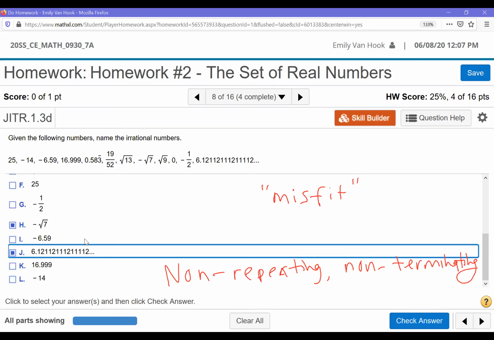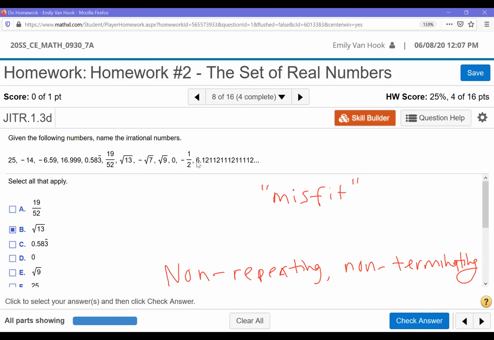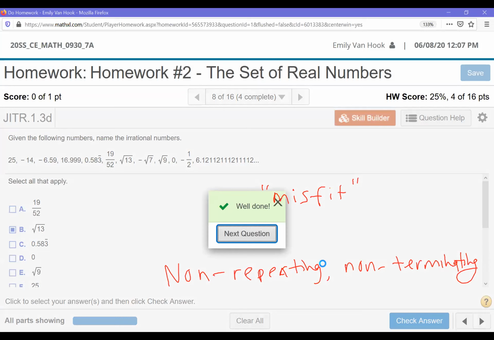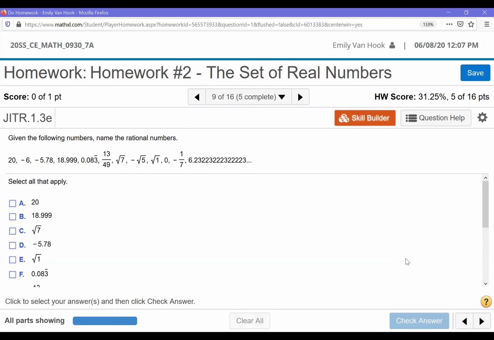So be on the lookout for square roots, especially, and then this kind of weird looking decimal right here that goes on forever but doesn't repeat. Those are the irrational numbers. Okay, good. Let's see what else we got. Next one is rational.